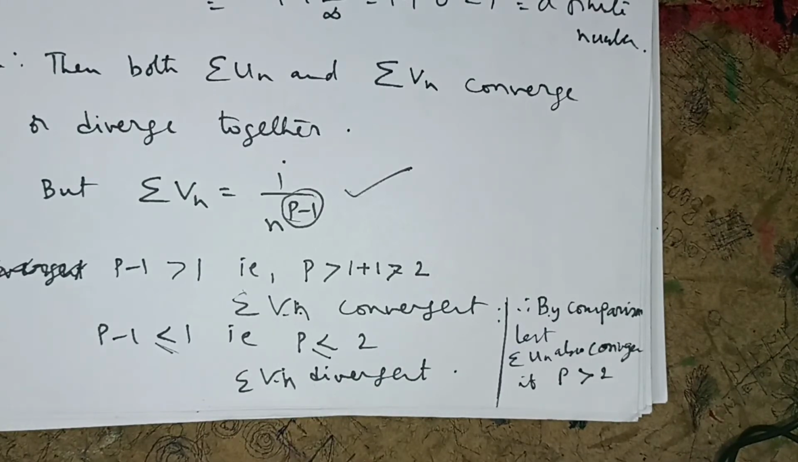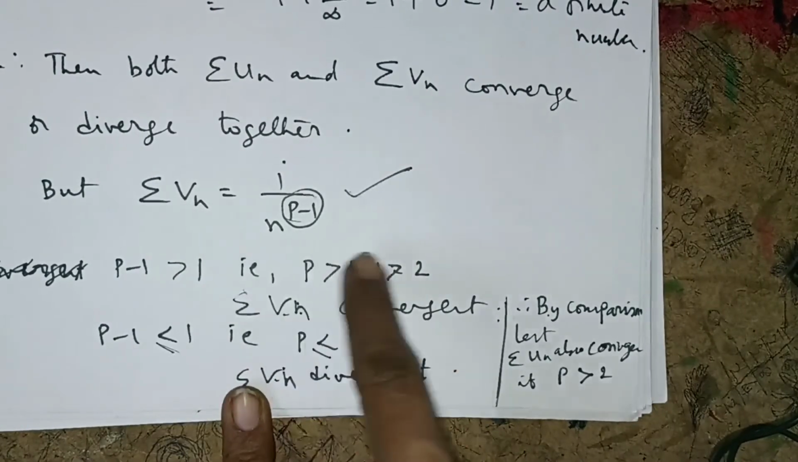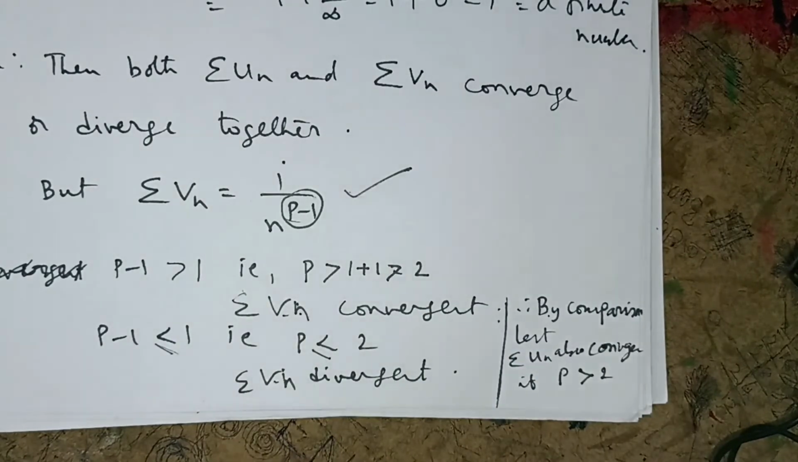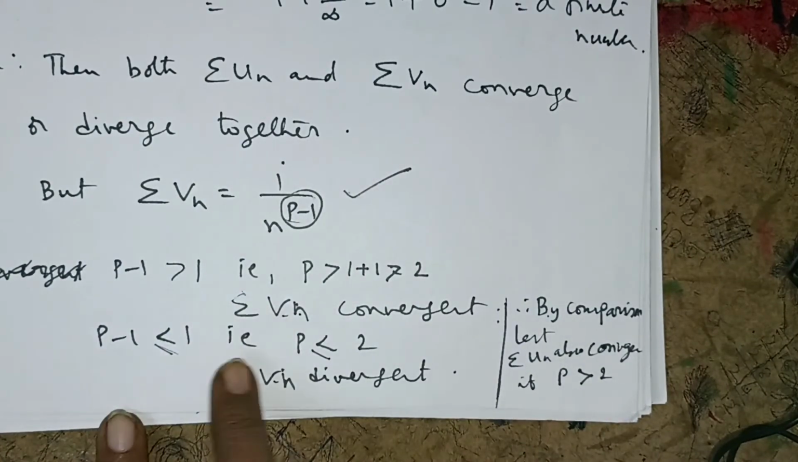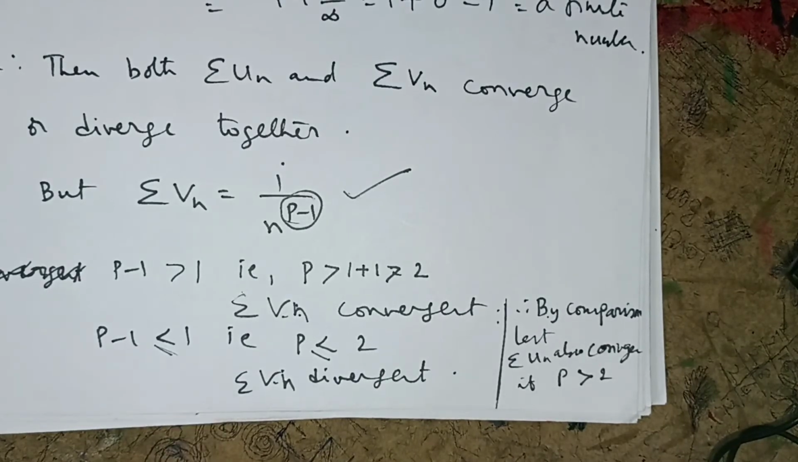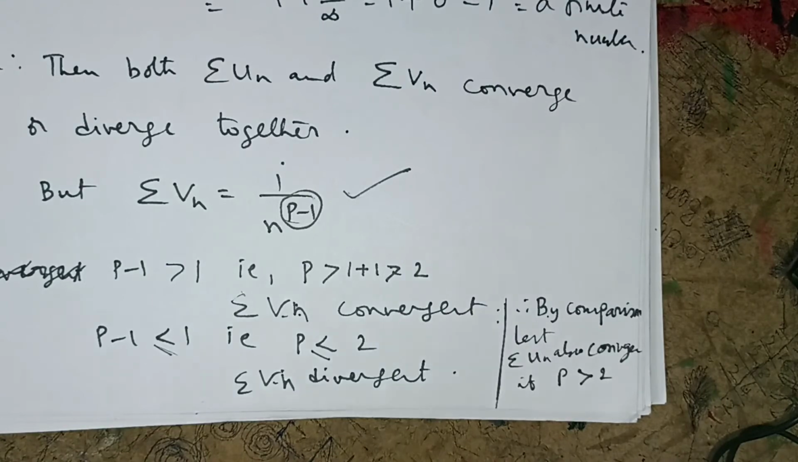Sigma vn is convergent if p is greater than 2. Therefore, by the comparison test, sigma un is also convergent if p is greater than 2. If p is less than or equal to 2, sigma vn is divergent, therefore sigma un is also divergent by comparison test, by comparing with others. Like one girl got 92 marks and another girl compares and tries to get 92 marks. That is the conclusion. Now one more problem I will do.